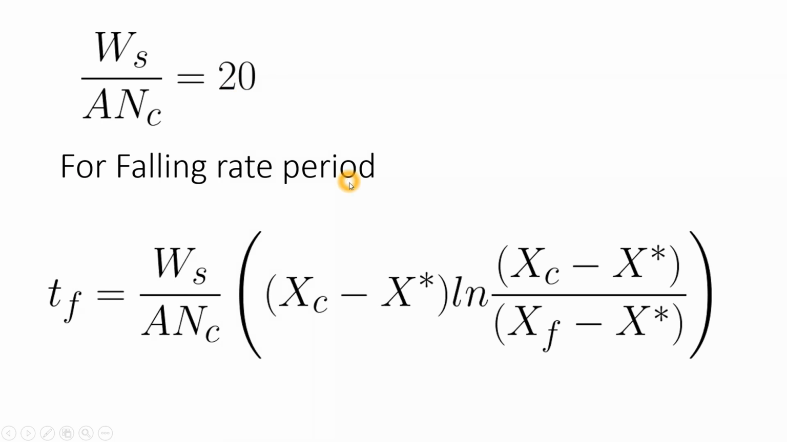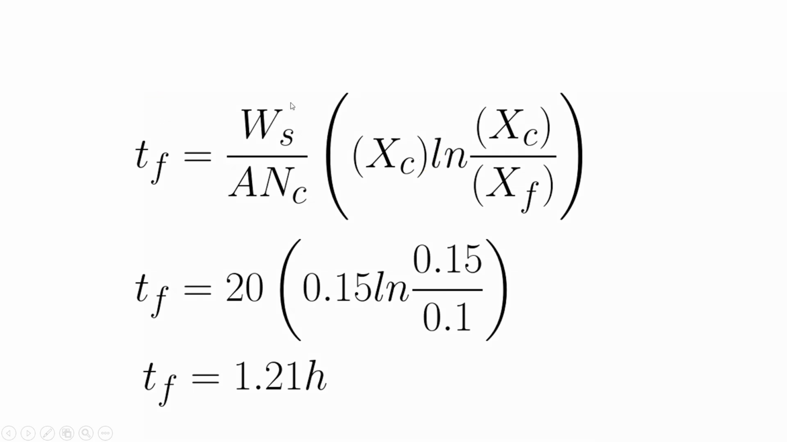For the falling rate period, remember this formula: Tf is equal to Ws upon A Nc, into xc minus x equilibrium, ln of xc minus x equilibrium upon xf minus x equilibrium. Since they have given the equilibrium moisture content is 0, we will remove that, so it will be Ws upon A Nc, xc ln xc upon xf, right? xc is 0.15 and xf is 0.1, since critical moisture content is 15 weight percent and final moisture content is 10 weight percent, right? After solving we will get Tf is equal to 1.21 hours, this is the final answer, right?